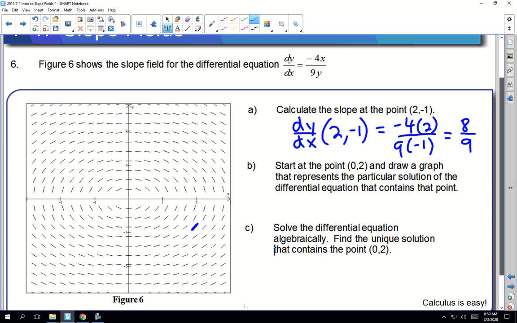Yeah, about that. So start at the point (0, 2) and draw a graph that represents the particular solution of the differential equation that contains that point. So we go over to (0, 2). There it is, right here. And this is what Matt was seeing. As I follow this around, it's something like that, which is an ellipse.